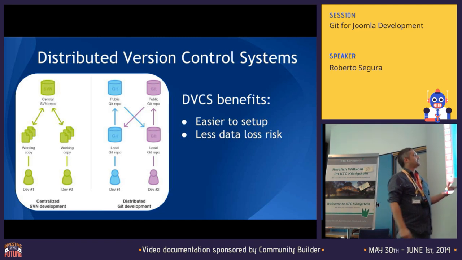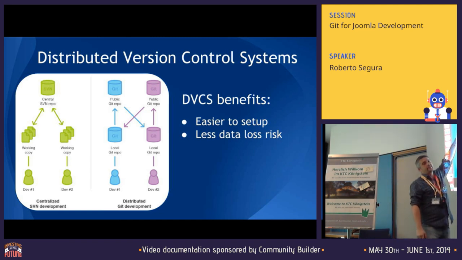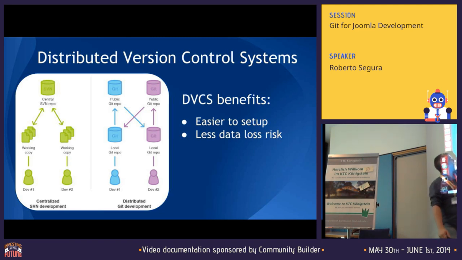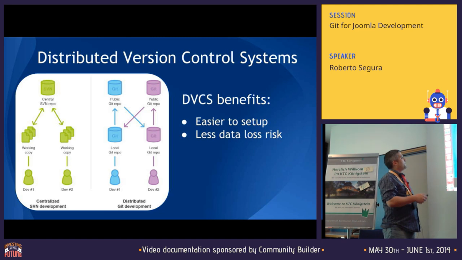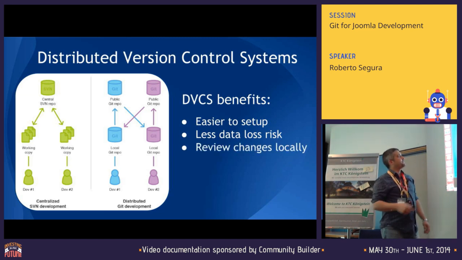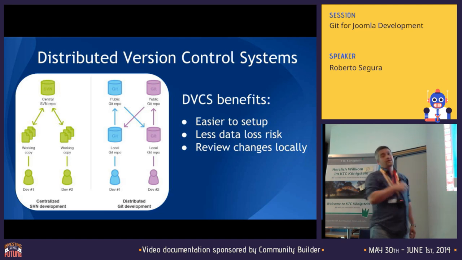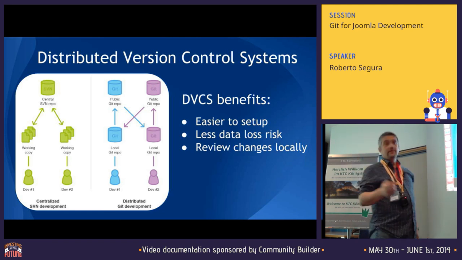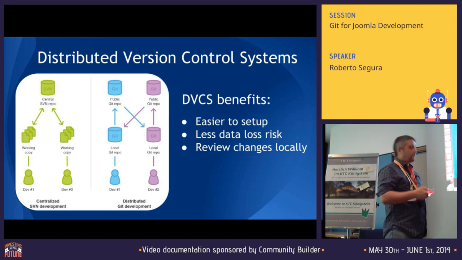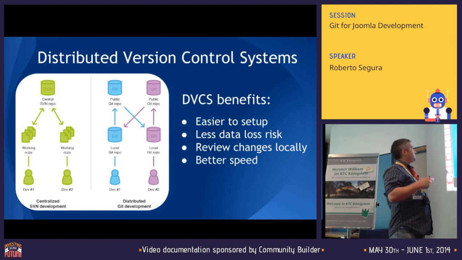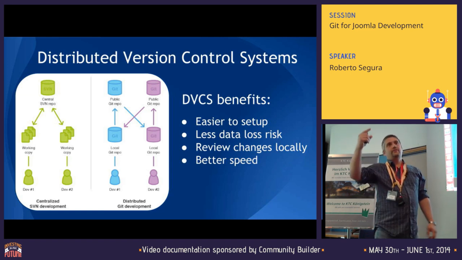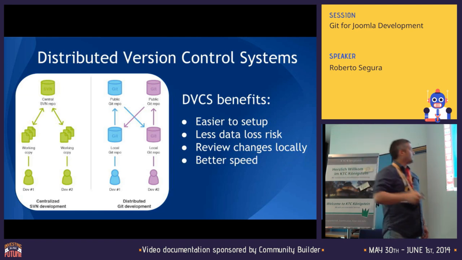You don't have the data loss risk, because if you only have all the source code here and you lose this machine, all is lost. So now you have a full copy here, here, here, here. If something goes wrong, you are able to recover it from any machine. Every workstation has a full local copy, so you can review changes locally, be disconnected for 5 days, and then connect to the public repository and push data. It has better speed because you merge changes locally, so you don't have to wait for the server to tell you that this change has been merged. If you know Git, I will try to go fast, to get to the dirty stuff.